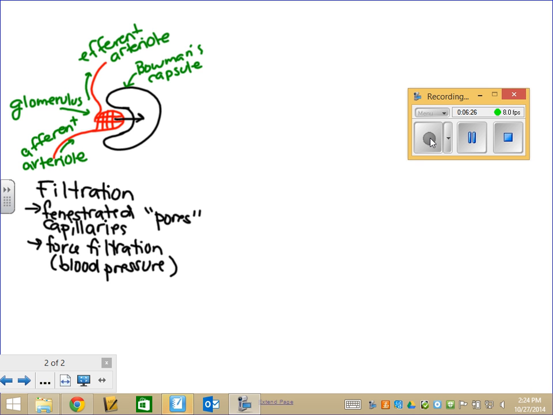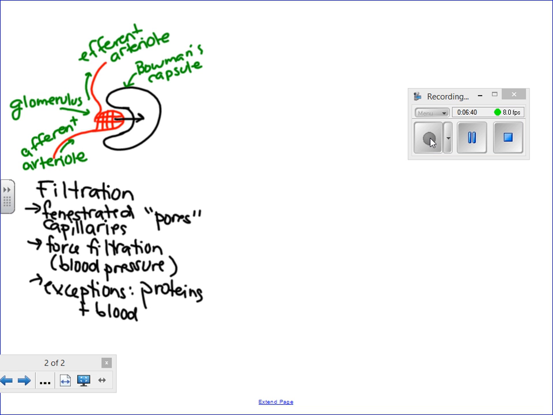Now most substances can fit through the pores. Here are some exceptions. Proteins should not fit, neither should blood cells. They're too big.